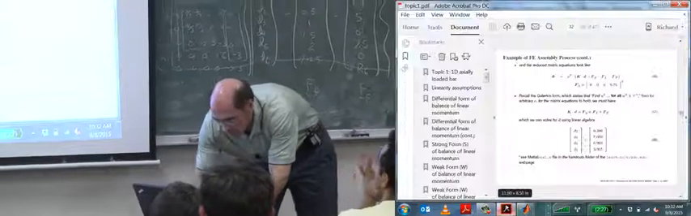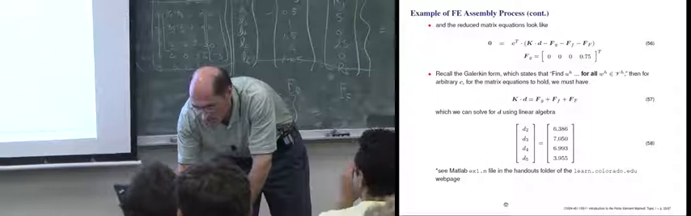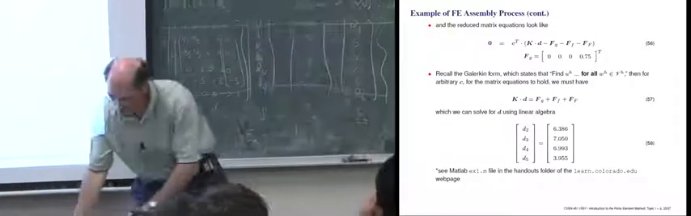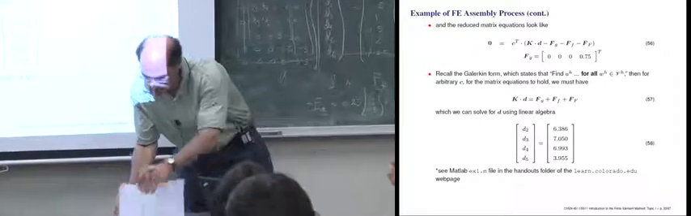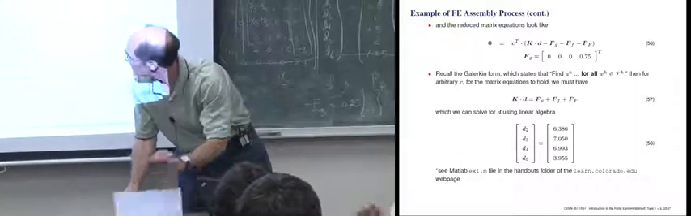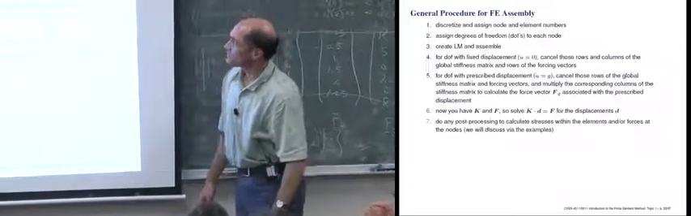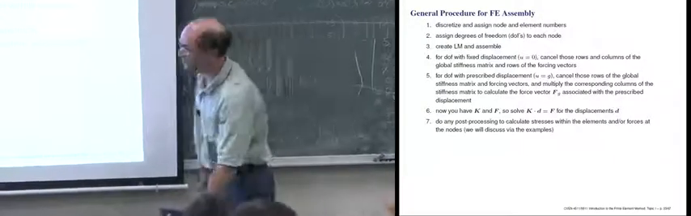Let's go back to the PDF file. That's on learn.colorado.edu. Now, with that example, what I showed you in the code, what was happening, is what the next slide talks about: the general procedure for finite element assembly. So some of what I just talked about in the code is essentially what's summarized here.